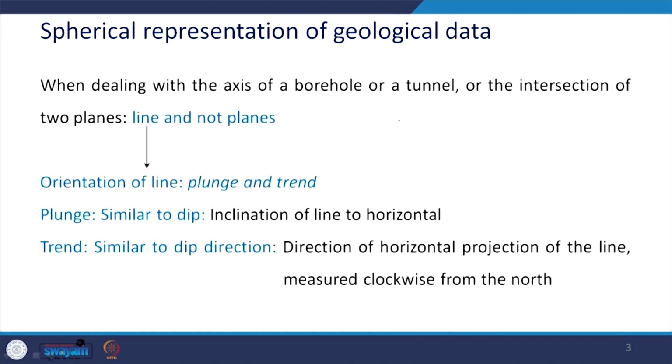Now this was when we are dealing with the plane. When we deal with the axis of a borehole or a tunnel, it is a line or the intersection of 2 planes. You know from your engineering graphics background, when 2 planes intersect, what is the result? That is a line but not a plane. So therefore, when we deal with the axis of a borehole or a tunnel or the intersection of 2 planes, it is a line and not a plane.